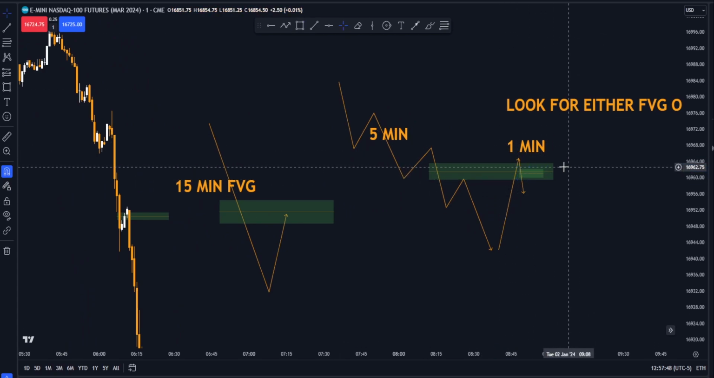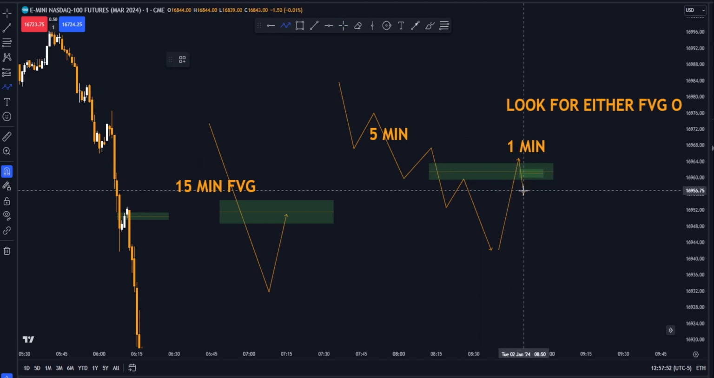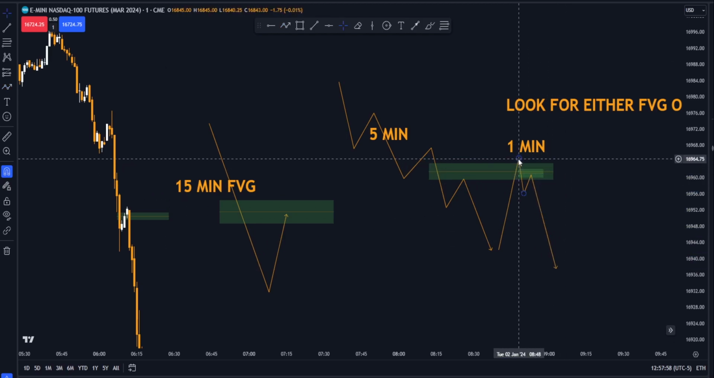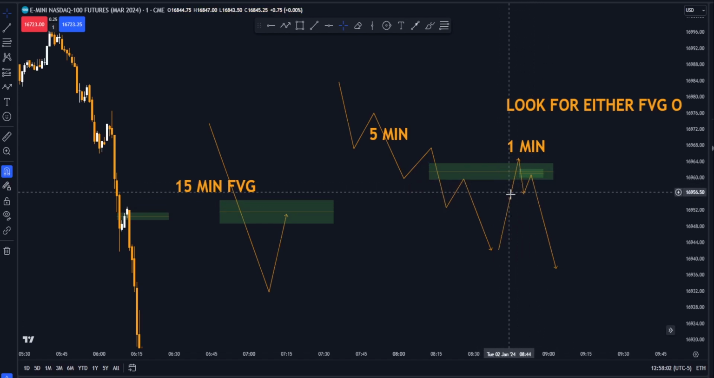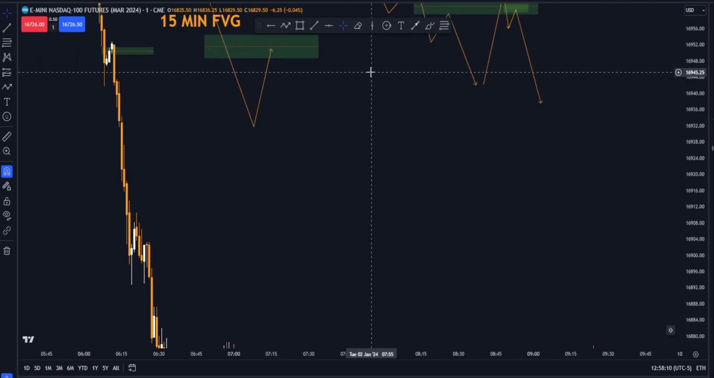Then I want to see a fair value gap here or an inverse fair value gap, and enter on this fair value gap, or if we have an inverse fair value gap, I just enter on the candle that closed above. And don't worry if this sounds confusing or anything, I'm going to show you in the backtest right now. So let's get right into it.